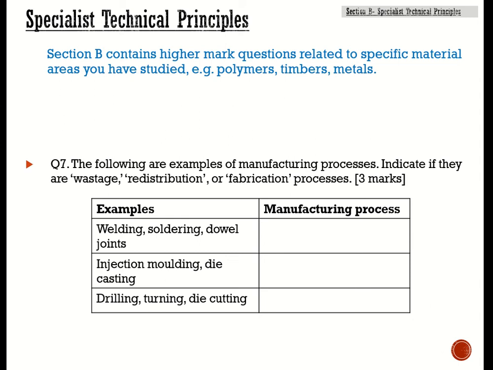So here's an example. The following are examples of manufacturing processes. Indicate if there are wastage, redistribution or fabrication processes. So we need to be familiar with technical language here.